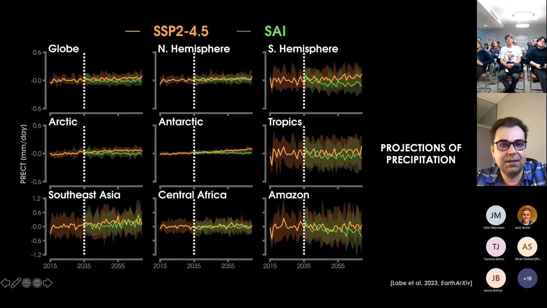And then if you ask, not for temperature, but for something like precipitation, you're looking at the means for, again, the same regions, you can see that they overlap in all the regions, even for really small regions like over the Amazon. So essentially, using these types of really simple methods, you would not be able to detect whether there was an influence of stratospheric aerosol injections just by taking regional means.